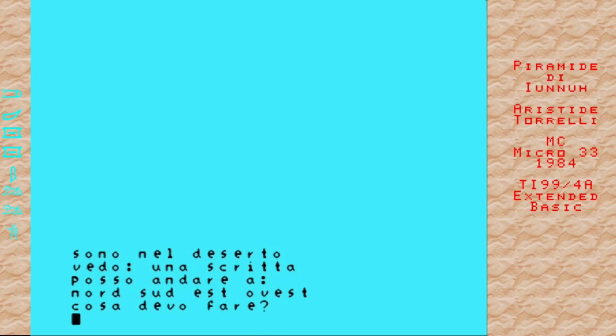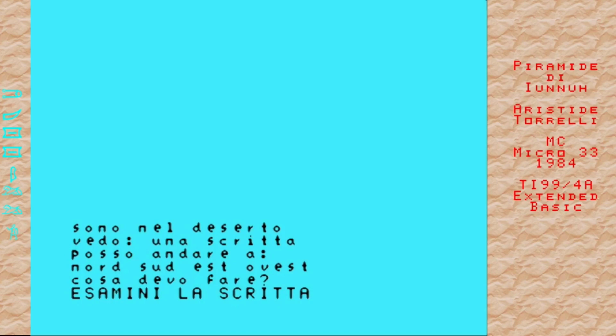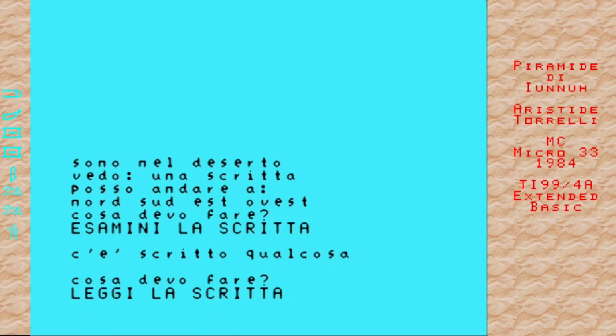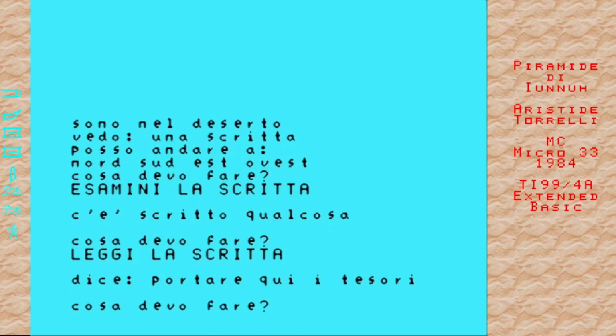English adventure games are often verb object, which is a little bit crude. The Italian ones here are having the article as well. So you have to say examine the object, which is fine. But with verbs of movement, you can just go just the word north or just the letter. So here I'm examining the writing. So in the desert, there's a sign here, something written on the sign, and it says, "Bring here the treasures."